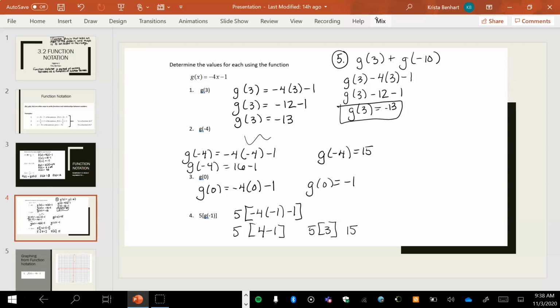So then we need to find the g of negative 10. So we have the g of negative 10 is negative 4 times negative 10 minus 1. So I have negative 4 times negative 10 is 40, minus 1, so the g of negative 10 is 39, positive 39. So now it tells us to add those together.